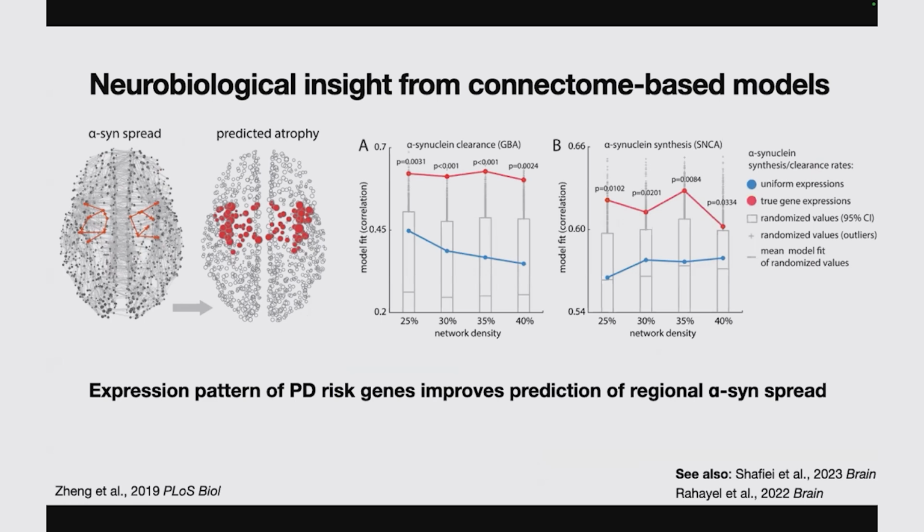So regional expression of these genes was provided by the Allen Human Brain Atlas, and including this information as an a priori moderator of local regional clearance or local regional synthesis of alpha-synuclein, it actually substantially improved the model fit, which you can see here in these red lines. Now, it also gives us some insight into how these genes mechanistically interact with alpha-synuclein, where in this case, GBA might be involved in clearance, and SNCA might be more involved in synthesis.